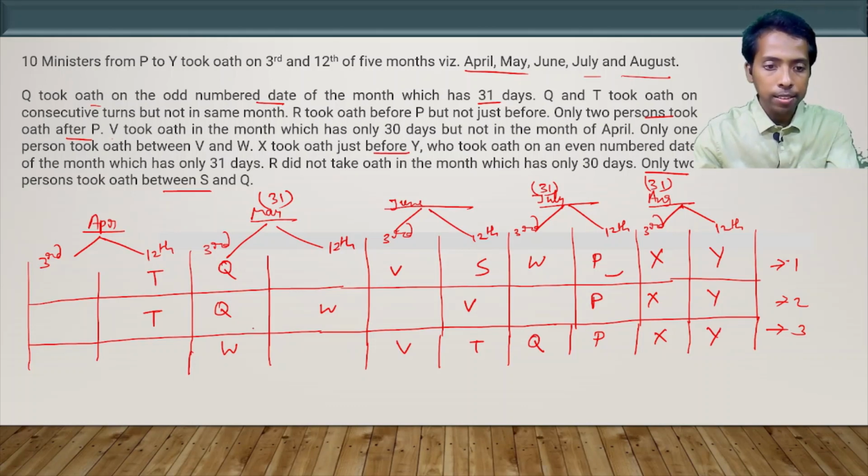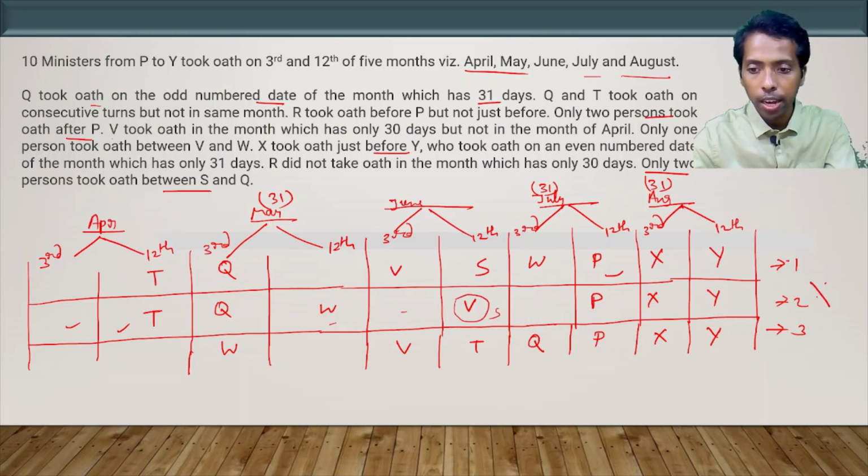Right. Now S and Q in between two persons. So in second case, 1, 2 in the left hand side, it's not possible, right? 1, 2. So S maybe at the right hand side, that is 1, 2 again. This place is occupied by V. So S cannot come here, right? So now case 2 is eliminated.